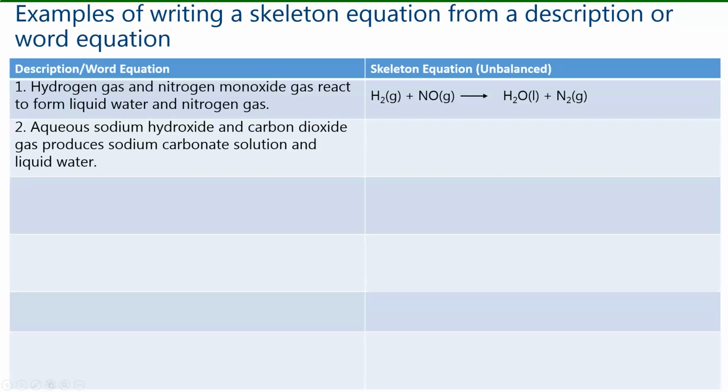So for our answer for the skeleton equation, we have sodium hydroxide, the formula is NaOH, and aqueous is represented by aq in brackets next to that. There are 2 reactants, so I have a plus sign, and carbon dioxide gas, I have the formula for carbon dioxide, CO2, and gas indicated. Produces, I have my arrow and then my products. Sodium carbonate solution. Solution, remember, means aqueous. So I have Na2CO3, the formula for sodium carbonate, and aqueous next to that to tell us it's an aqueous solution, plus liquid water, H2O with l to represent liquid.